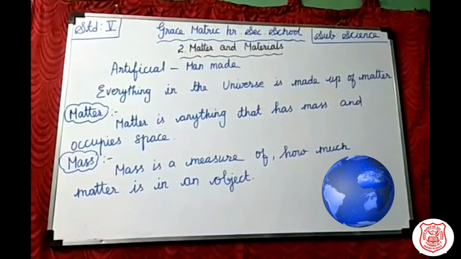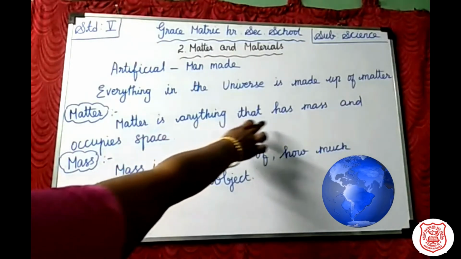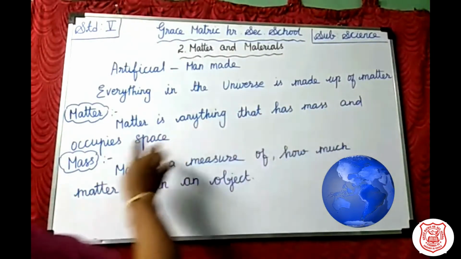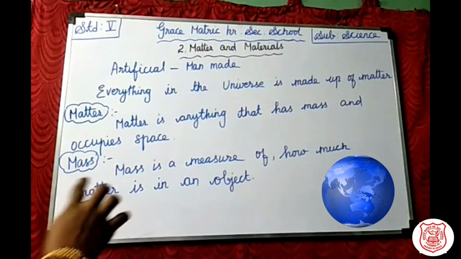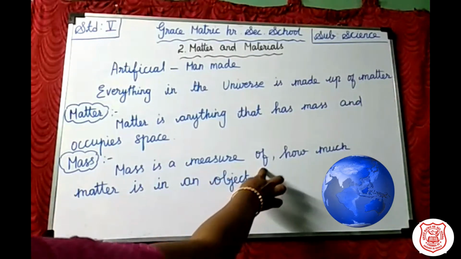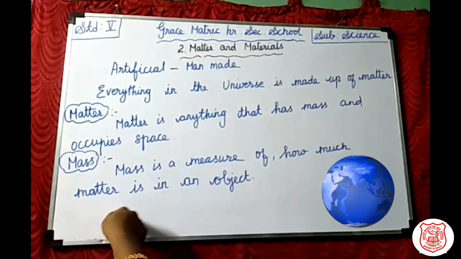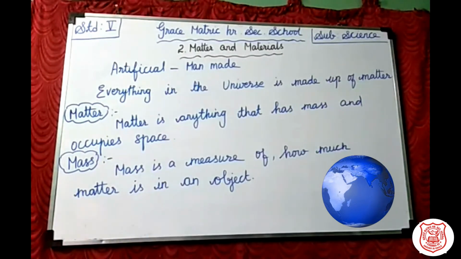Do you know what matter is? Matter is anything that has mass and occupies space. First, we'll know the term. What is mass? Do you know? Mass is a measure of how much matter is in an object.